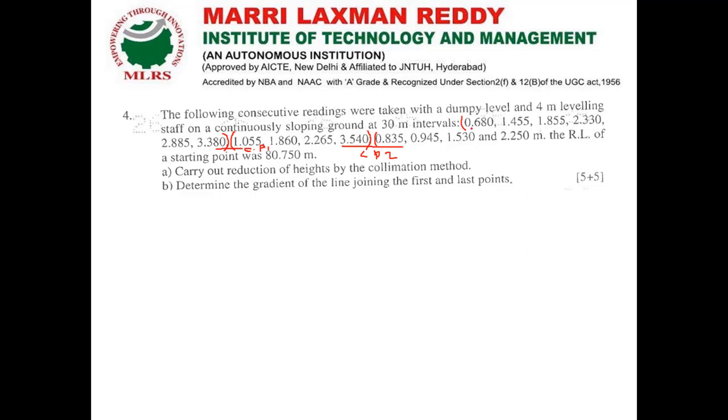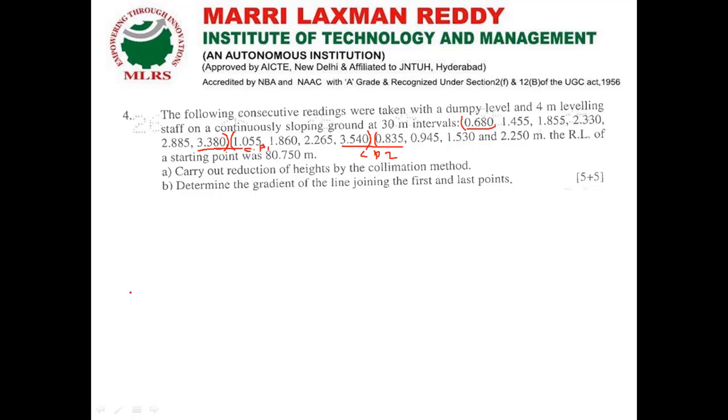So the first reading we can write in backsight, and the last reading corresponding to the instrument position is at foresight. Similarly, this is a change point. So this reading should be at backsight and this reading should be at foresight. Similarly, this reading at backsight and this reading at foresight. Okay, and whatever the readings in between those should be at intermediate sight.